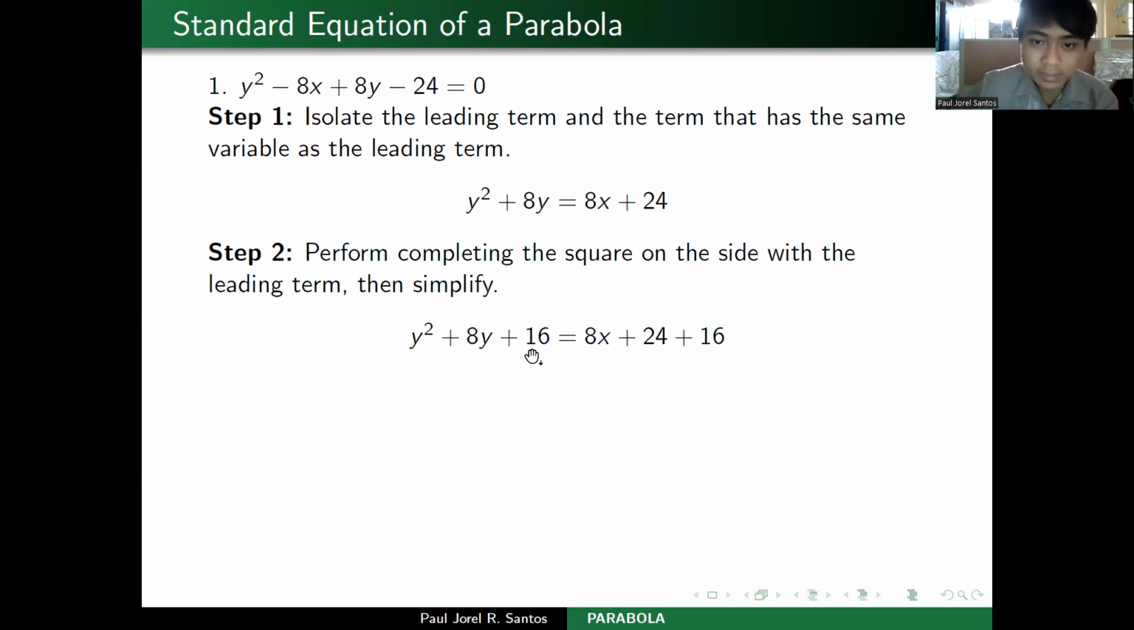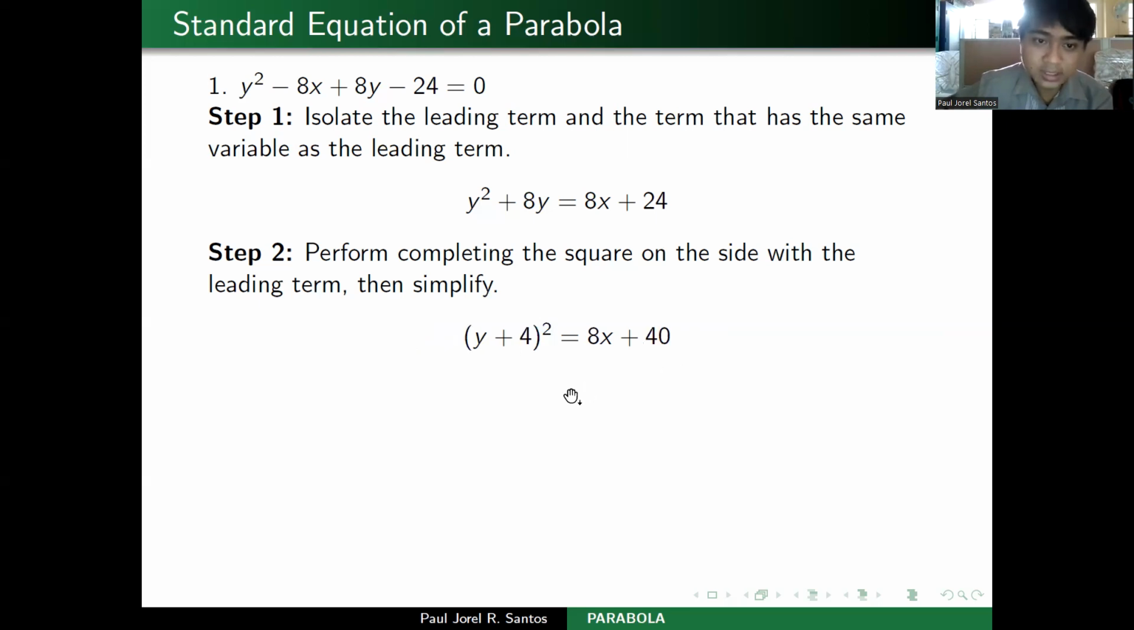And after that, we need to transform y squared plus 8y plus 16 as the square of a binomial. In doing so, we have the square of y plus 4. And on the right side, we just add 24 and 16. So we have here 40.